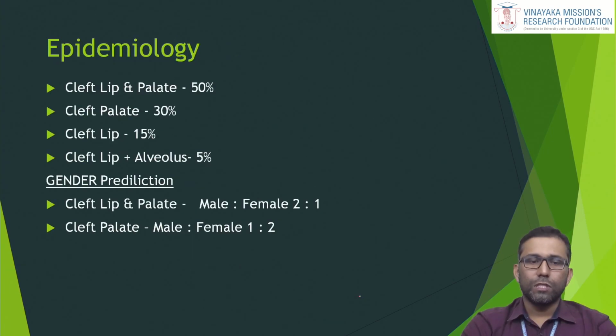Now in epidemiology in general, when you take 100 cleft lip and palate cases, 50% would be cleft lip and palate combined, cleft palate alone will be 30%, cleft lip alone will be 15%, and cleft lip and alveolus, alveolus meaning the tooth bearing part of the maxilla or mandible, is 5%. Now there is something we need to notice, that is the gender predilection for cleft lip and palate.